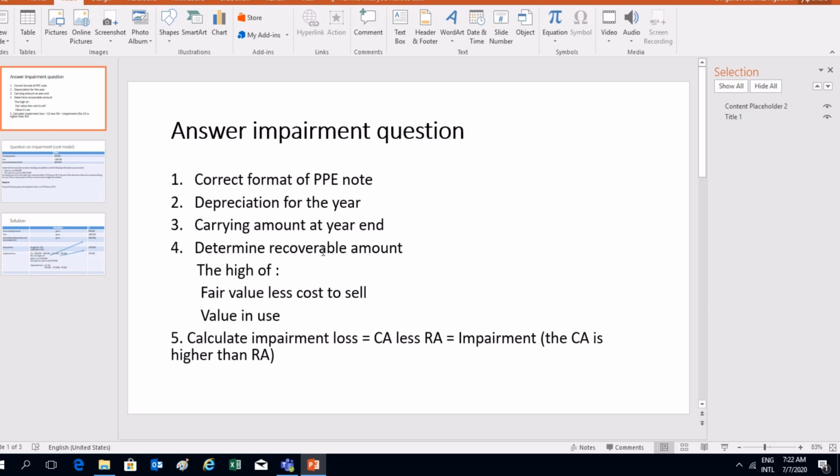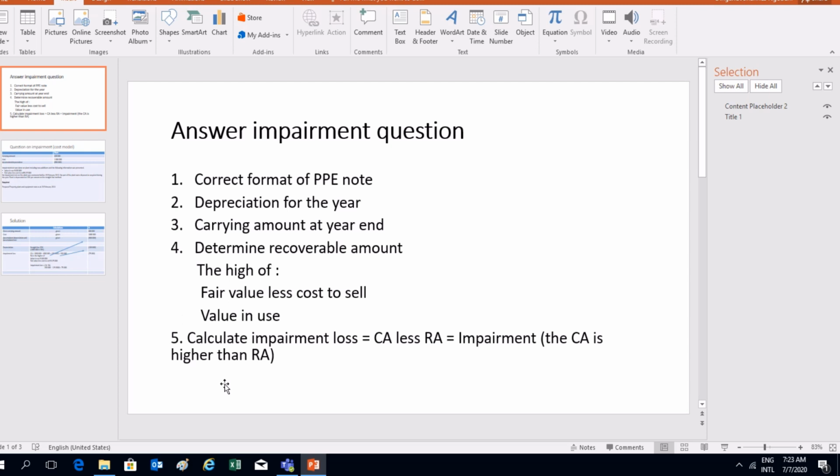We must determine recoverable amount, which is the higher of fair value less cost to sell or value in use. Why? Impairment questions will tell you there were indicators that this asset was impaired and will give you these two figures. Mostly value in use will be given as it is because you are not expected to calculate it, but fair value less cost to sell you are expected to calculate, because sometimes they will give you the fair value and the cost of selling, your agent fees, valuation fees, those kinds of things.